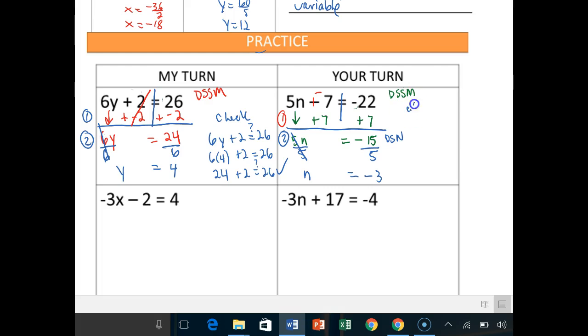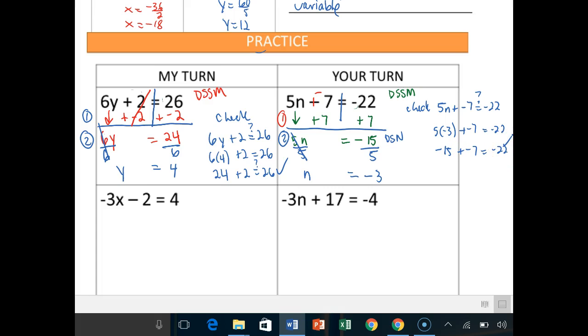So now let's check. Let's plug it in. And yes, you need to write this down. So we have the original problem, 5n plus negative 7 equals negative 22. Now plug in what you got for n, which was negative 3. So 5 parentheses negative 3 plus negative 7 is equal to negative 22. And you're asking yourself, is this a true statement? Is what I solved for n the correct answer? 5 times negative 3 gives you negative 15 plus negative 7. And is negative 15 plus negative 7 negative 22?